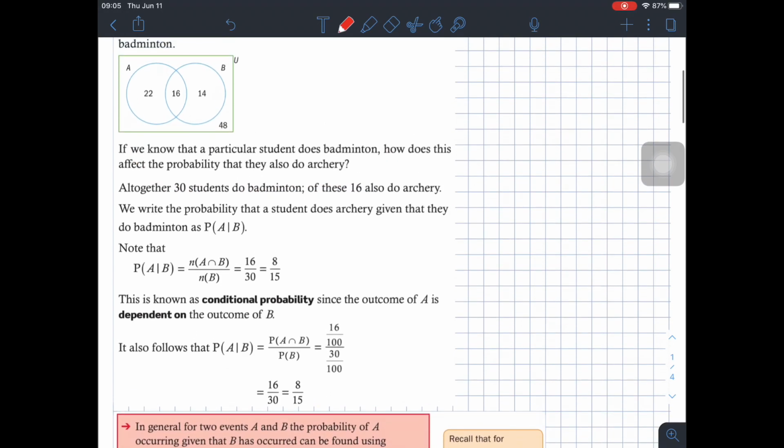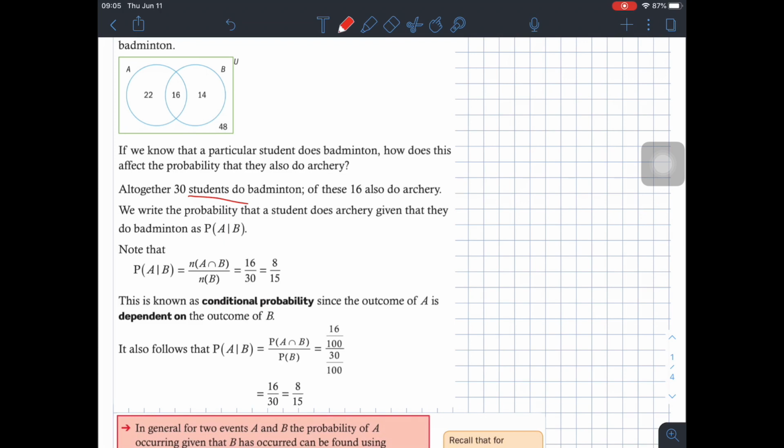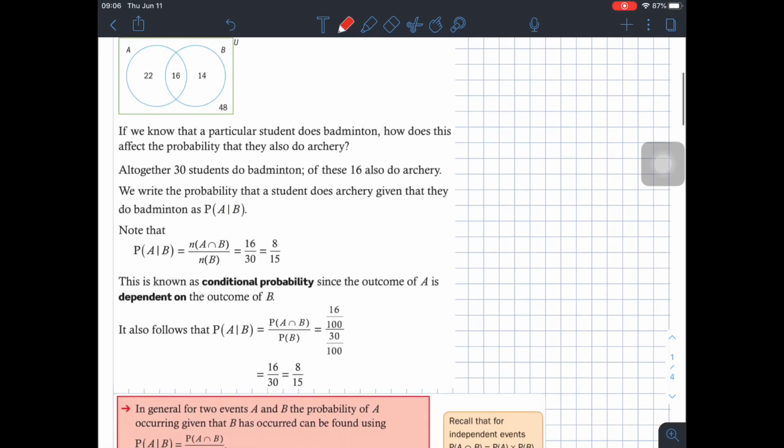And it says, altogether, 30 students do badminton, right? 16 plus 14, 30. Of these, 16 also do archery. We write the probability that a student does archery, given that they do badminton, as the probability of archery, given that, the vertical line is given that they do badminton, okay?